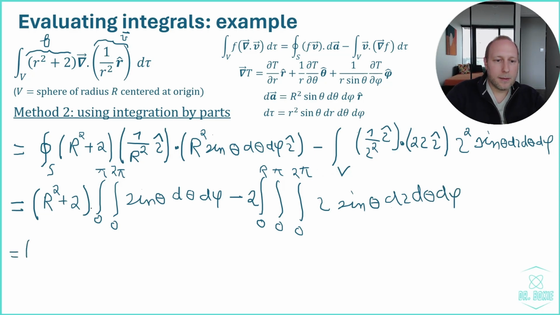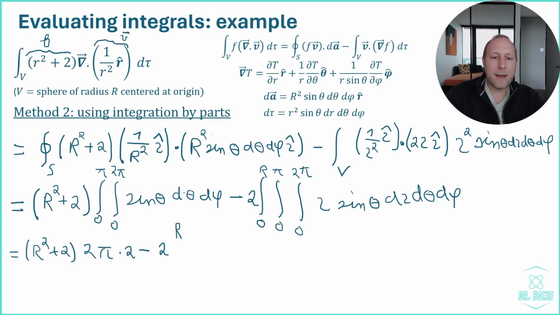And so we find r squared plus 2 times, well, the phi integral just gives us 2 pi, and we're left with the integral of sine theta d theta from 0 to pi, which is the integral we calculated earlier, and we found that it was equal to 2, minus twice the triple integral. Now notice that each of those integrals, the r, the theta, and the phi one, are independent of each other, so we can factor them, and so the r integral gives us r squared divided by 2.